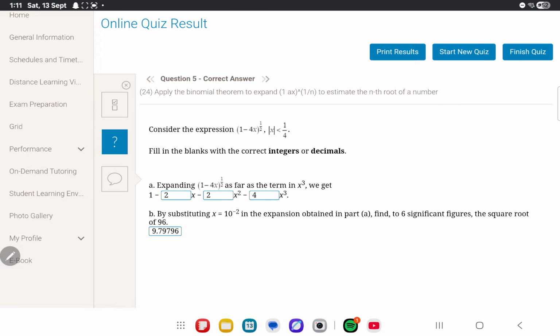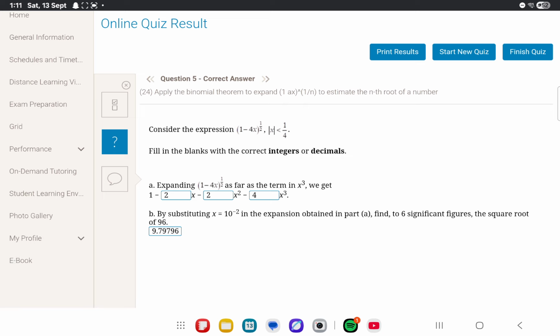Question 5. If you can hear the national anthem playing in the background, I don't know why, it's a school next to me. So, consider the expression (1 - 4x)^(1/2). This is the condition. I will explain this later. I'm going to explain this part in another question because it does come up, but not now. So we're not going to concern ourselves with it.